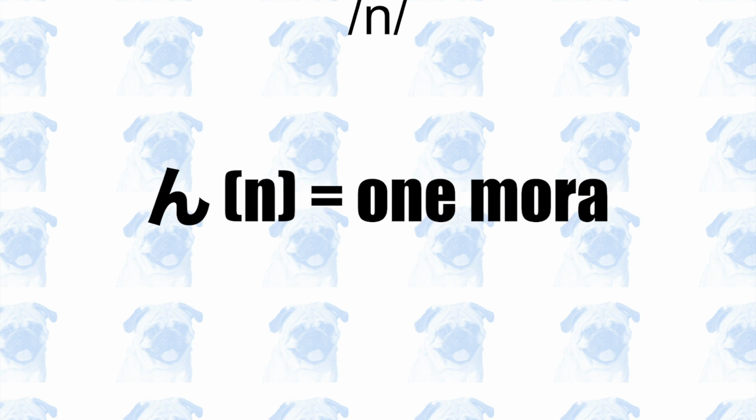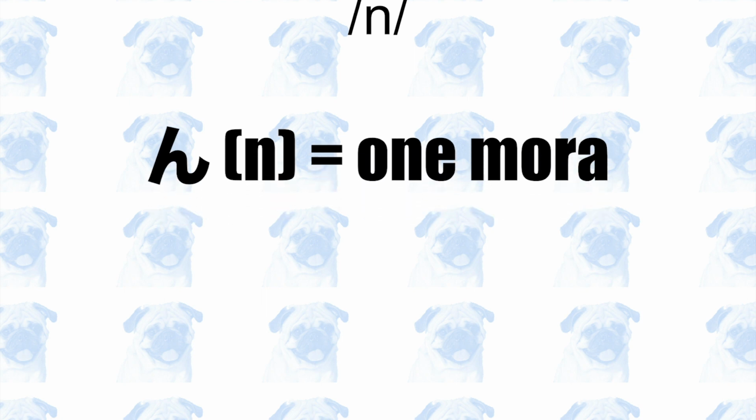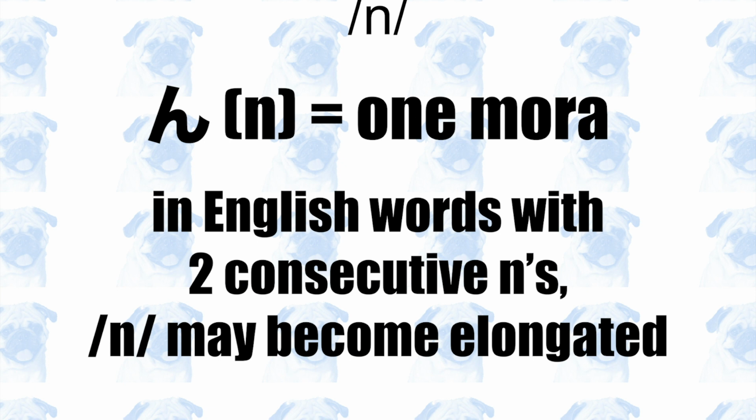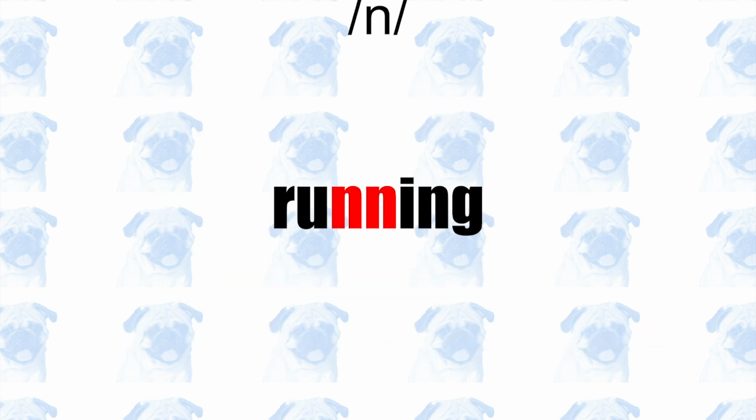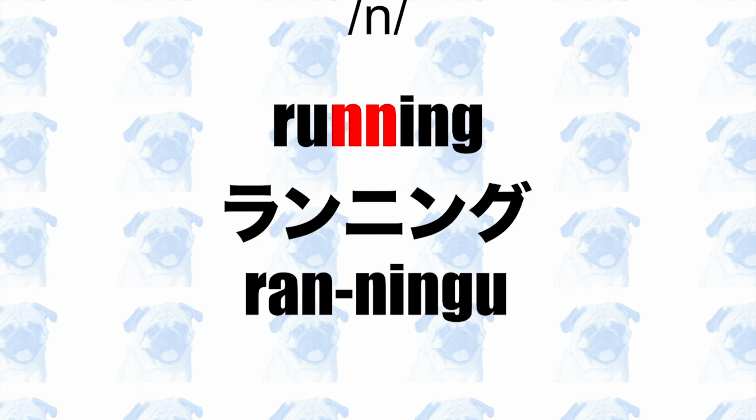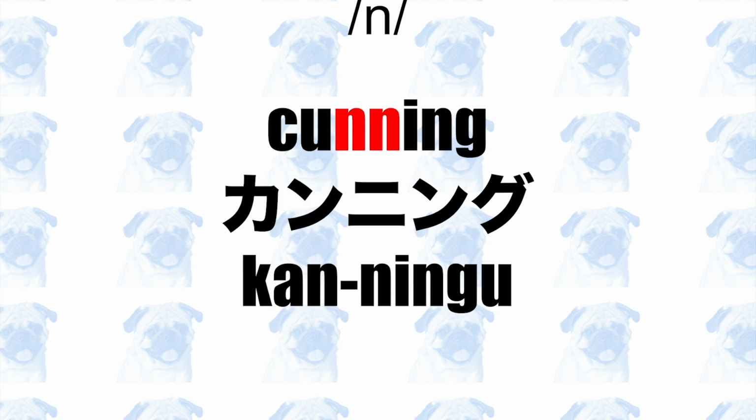Na also does not change dramatically, but there are a few points to mention. Firstly, because n in Japanese takes one mora to pronounce, in words that are spelt with two consecutive n's, Japanese people tend to elongate the n, or double the length of the n sound. For example, the word running is spelt with two n's, so in the mind of a Japanese speaker, this cluster should take two morae to pronounce, so they would say a long-n running instead of running. Similarly, a long-n canning instead of canning.